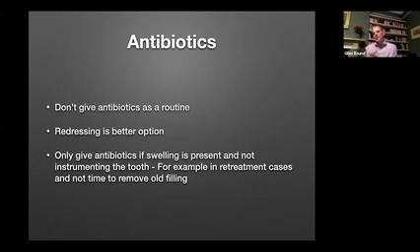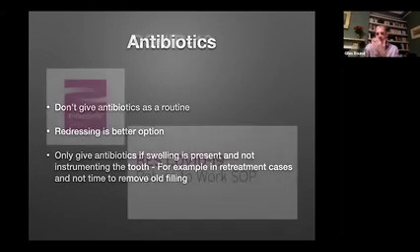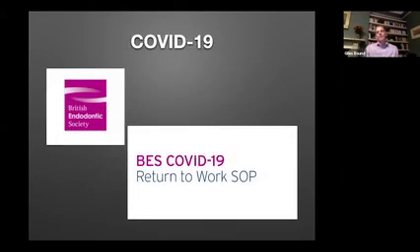Let's say you've got a retreatment case, and there's not time for you to remove the old filling, and then antibiotics, yes, are appropriate.